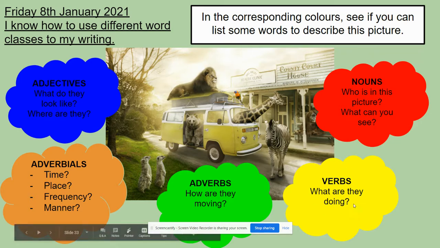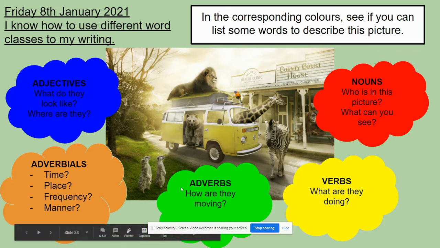The verbs. These are the doing words. So see if you can write down what these animals are doing. You might like to improvise some of these. So for example, this zebra in this picture doesn't look like it's moving at all. So what you might like to write is, instead of standing still as your verb, you might like to write strolling or moping or creeping.